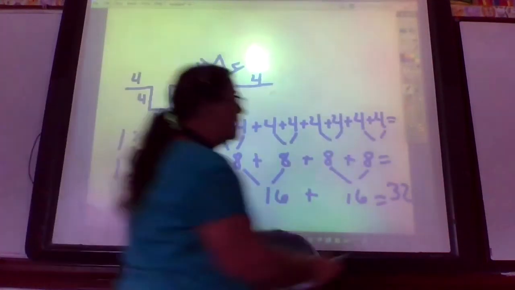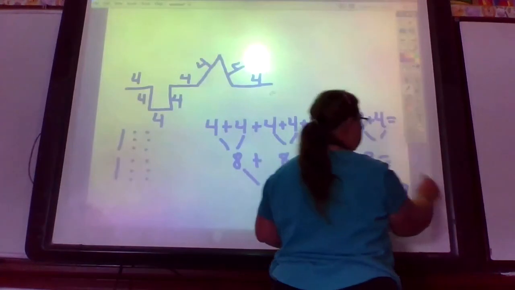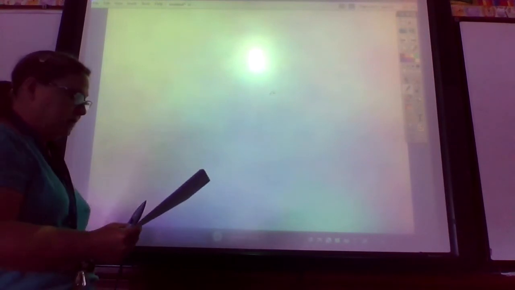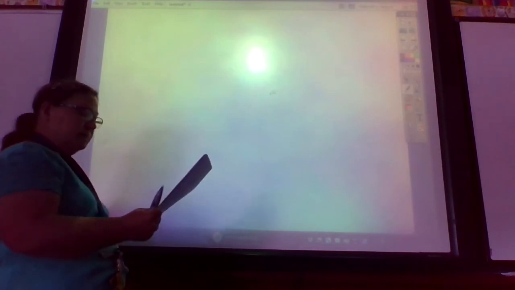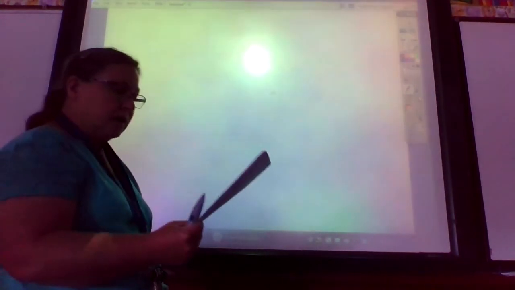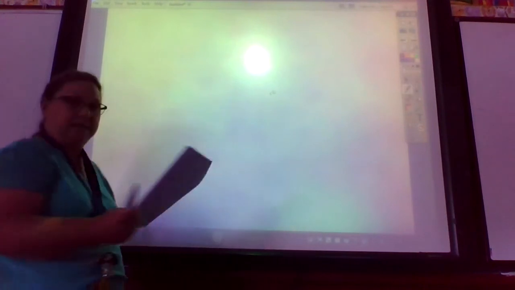Hey, we have one more. It says, Ben took two different ways home from school to see which way was the quickest. All streets on Route A are the same length. All streets on Route B are the same length.